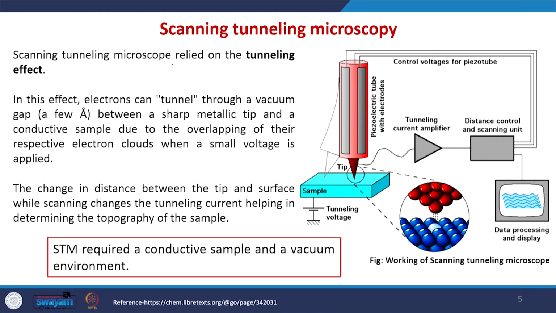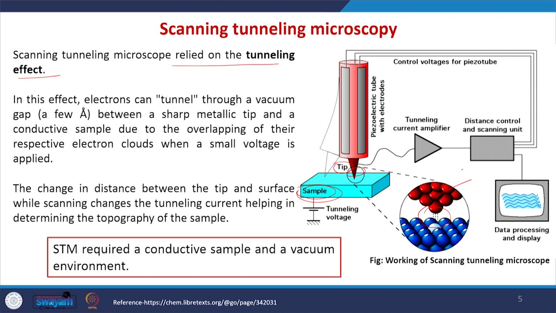The scanning tunneling microscope relies on the tunneling effect. That means this microscope mainly works on the basis of tunneling current. It measures the tunneling current between the sample and tip. The principle of this STM is, when you apply a small voltage, electrons can tunnel through a vacuum gap between the sharp metallic tip and a conductive sample, and due to the overlapping of their respective electron clouds, the tunneling current is produced. The tunneling current is measured, and that gives the final image.